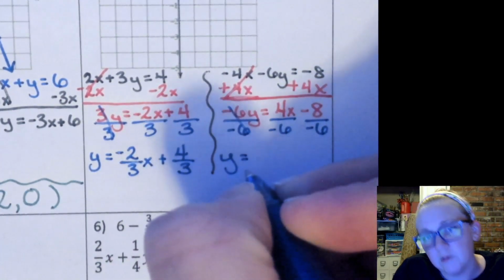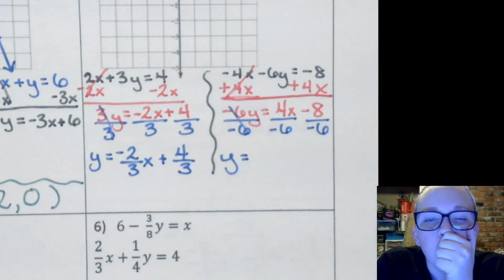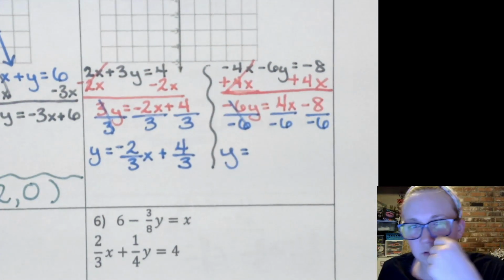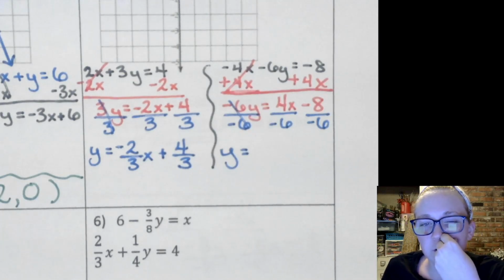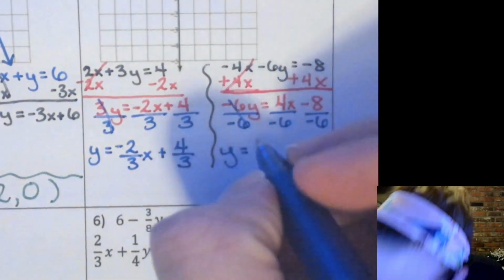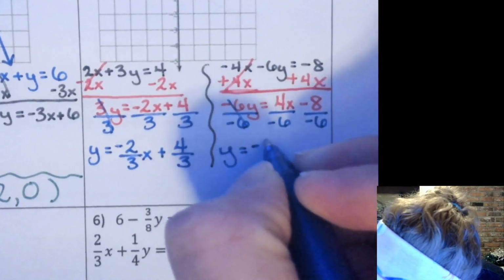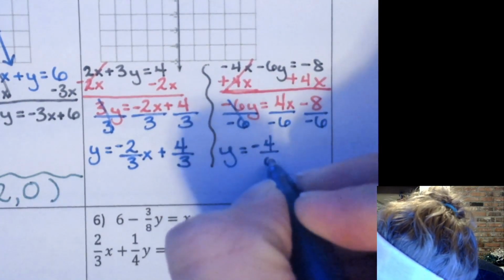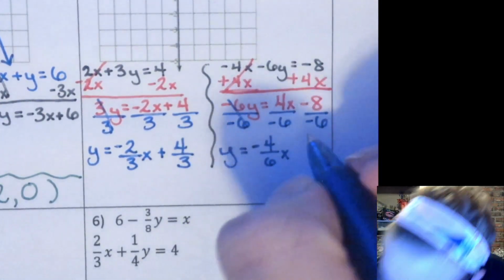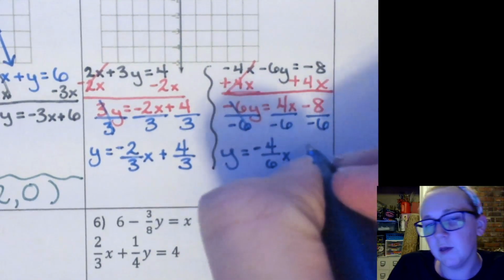Y equals. Now we have 4 over, I'm just going to write the -4, 6x. Let's see, a negative and a negative.